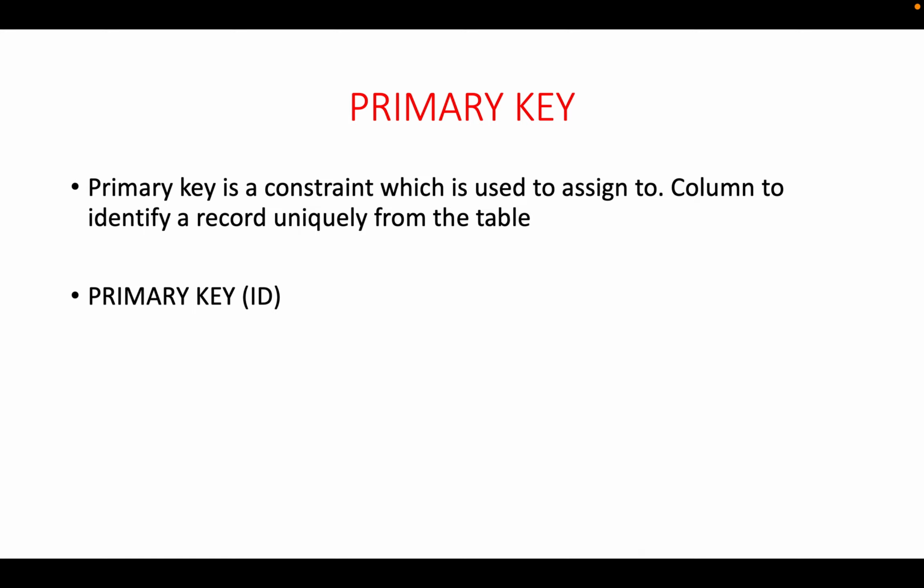Next, primary key. Primary key is a constraint assigned to a column to identify a record uniquely from the table. That's why it's called a primary key. We can have only one primary key in a table.